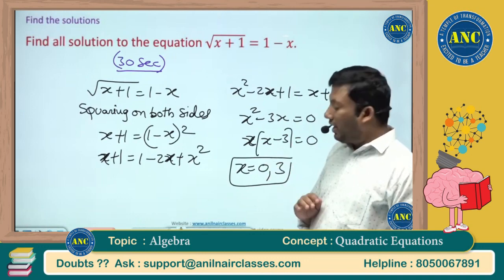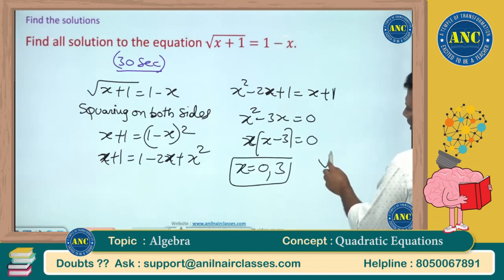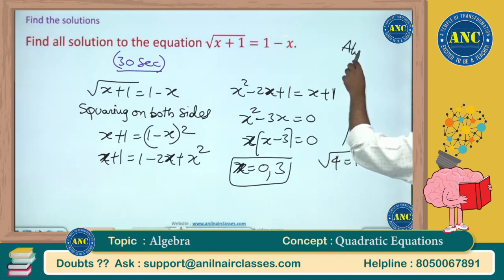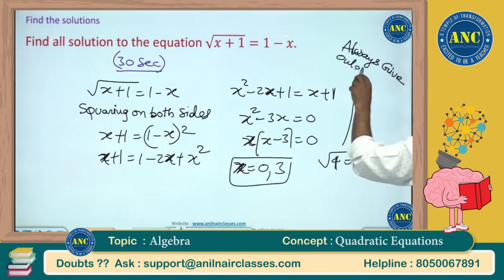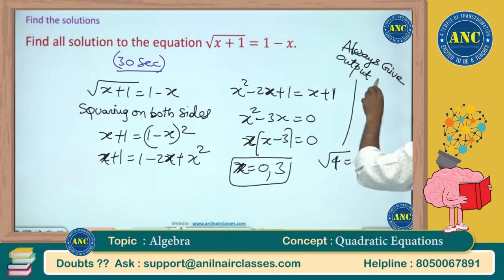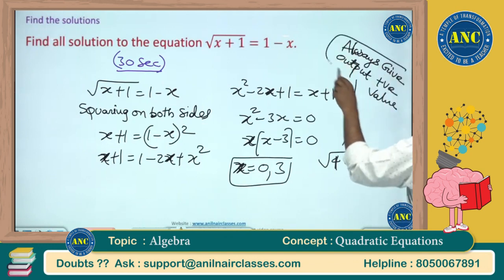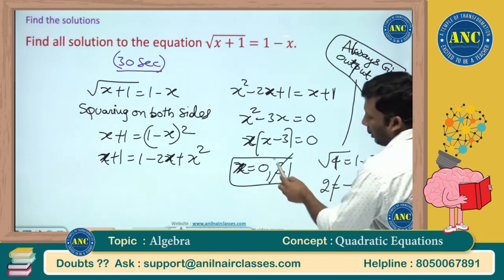Once you got the answer, you might tick mark two options. Please check it out. If I take 3, root of 3 plus 1, root of 4, equivalent to 1 minus 3. Square root always gives a positive value as output. Square root of 4 is 2. Is 2 equivalent to minus 2? No. So that is the reason 3 cannot be the answer.